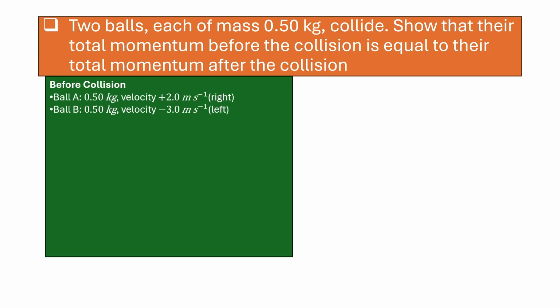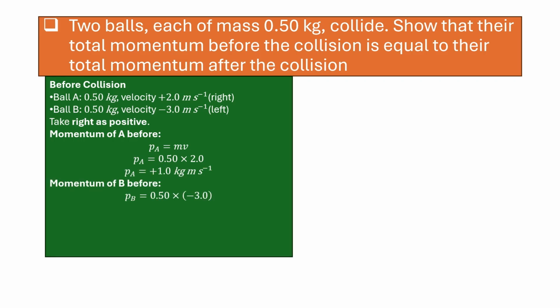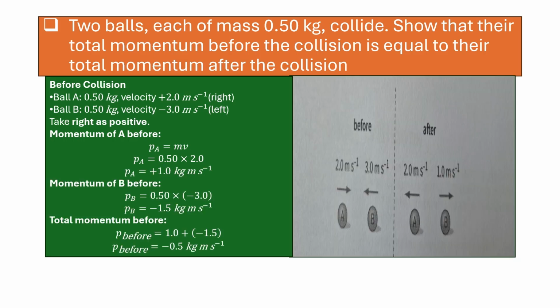Towards right, okay? So ball B is 0.50 kg, mass remains same. Velocity is minus 3 meter per second. For that, I can just quickly show you the figure so that calculation will be easy for you. So before, it is given 2 meter per second and 3 meter per second, and after, it's again 2 meter per second and 1 meter per second.